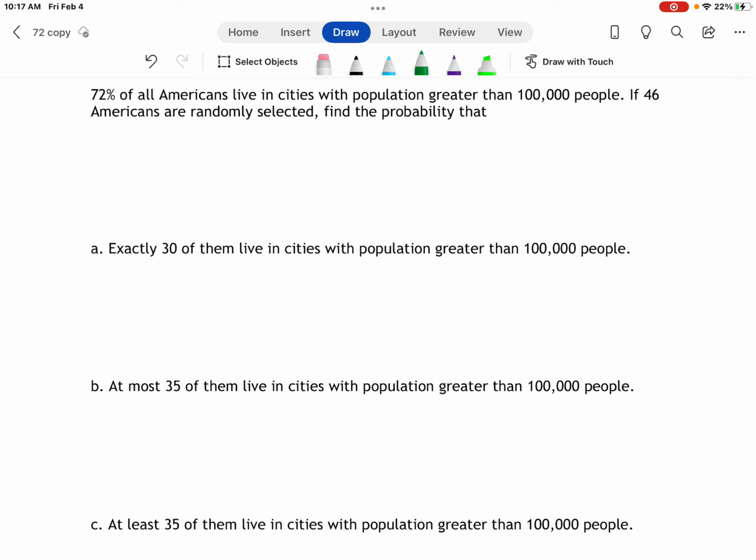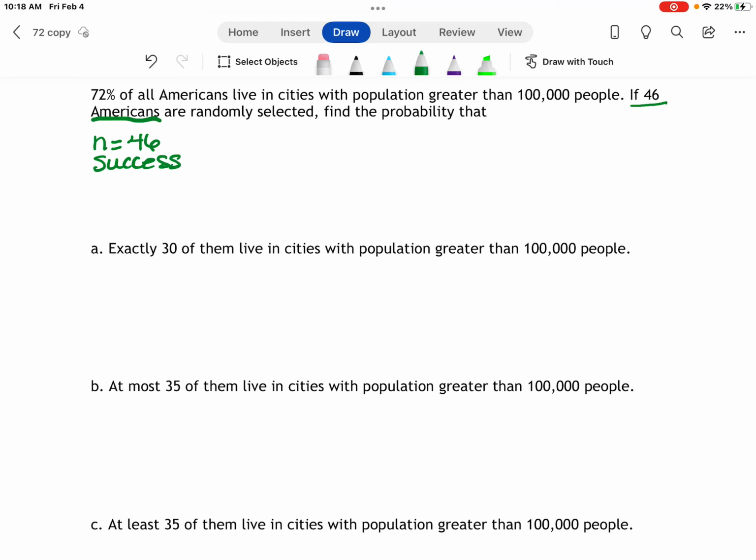72% of all Americans live in cities with population greater than 100,000 people. If 46 Americans are randomly selected, find the following probabilities. So we're picking 46 Americans, so the number of trials is going to be 46. And as we pick each of those people, we're going to look to see if they live in a city that's greater than 100,000 people.